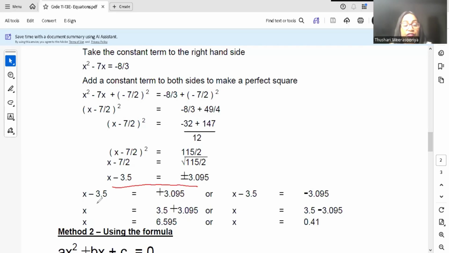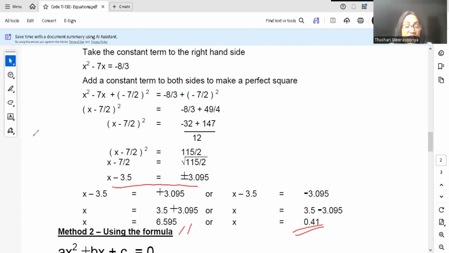Now you break it into pieces. X minus 3.5 equals plus 3.095. X minus 3.5 equals minus 3.095. Then you take this to this side. Now solve this equation. This is a simple equation, right? 3.5 plus 3.095 gives 6.595. Here, you take this to this side, then subtract, giving 0.41. Those are the two answers of the quadratic equation. Decimal answers you get, right?